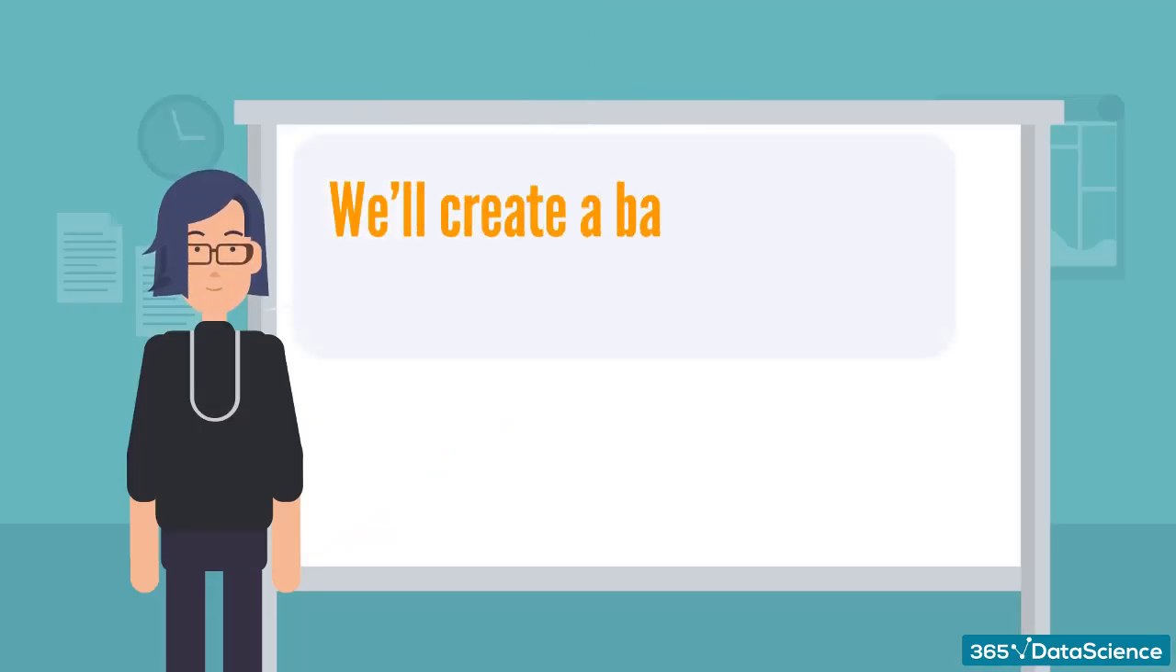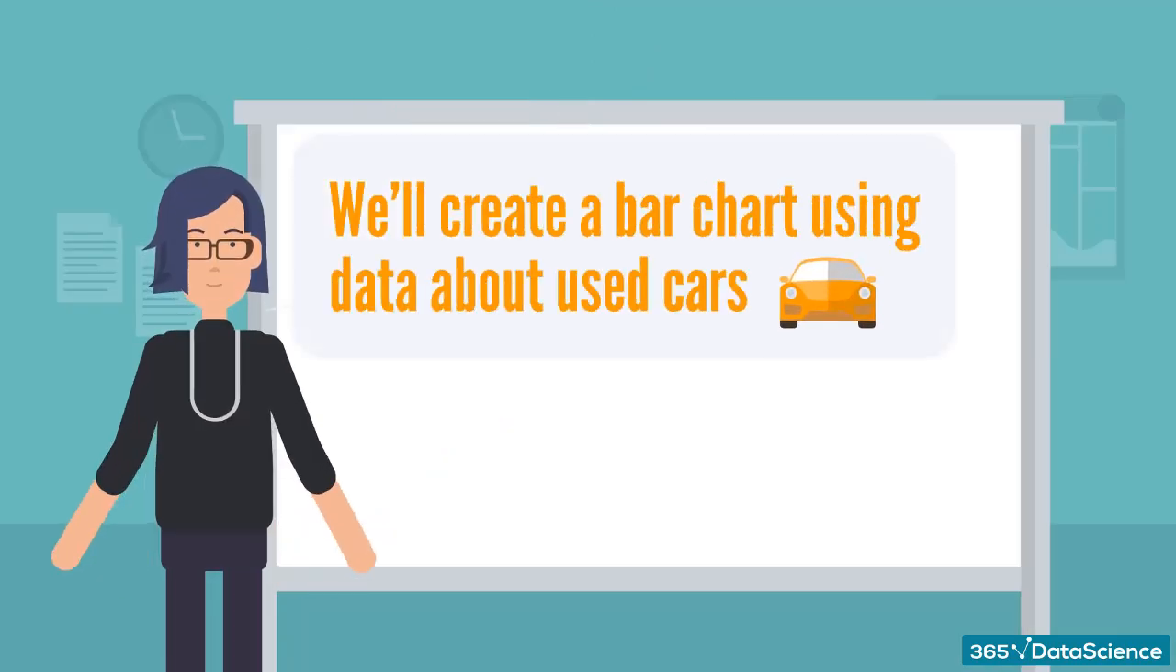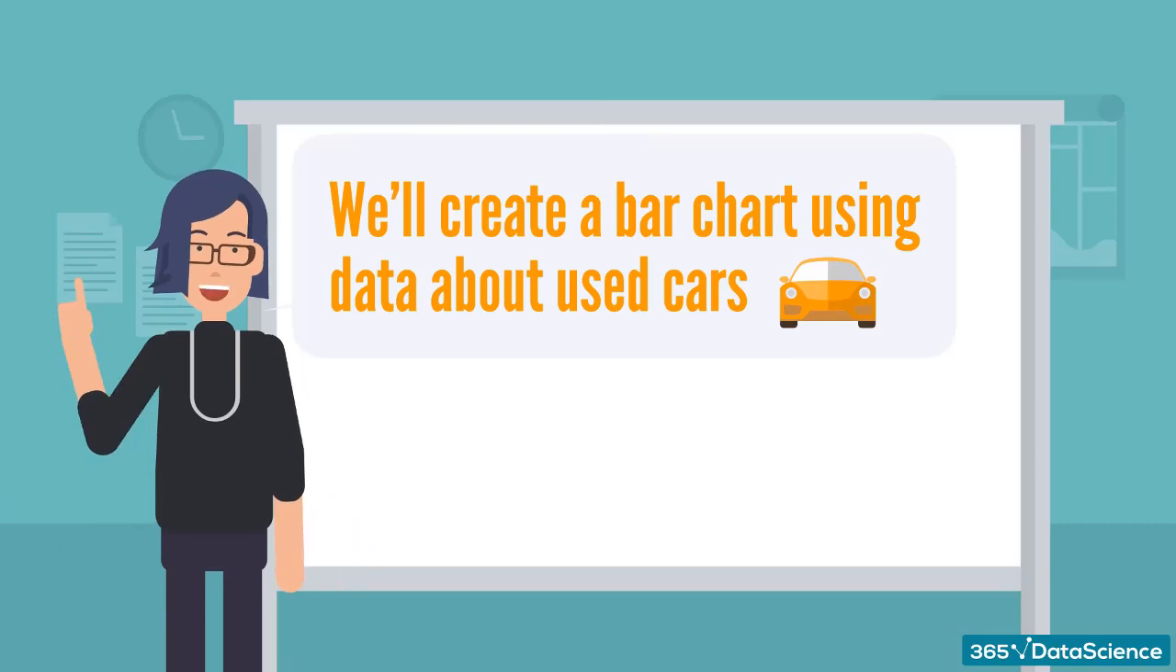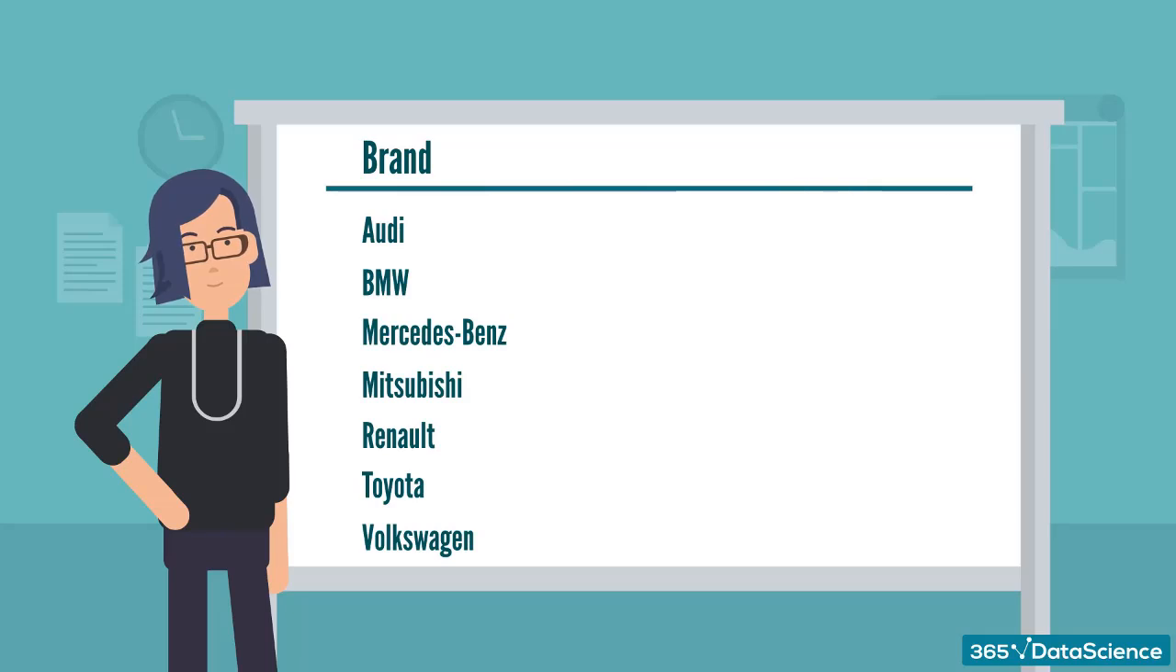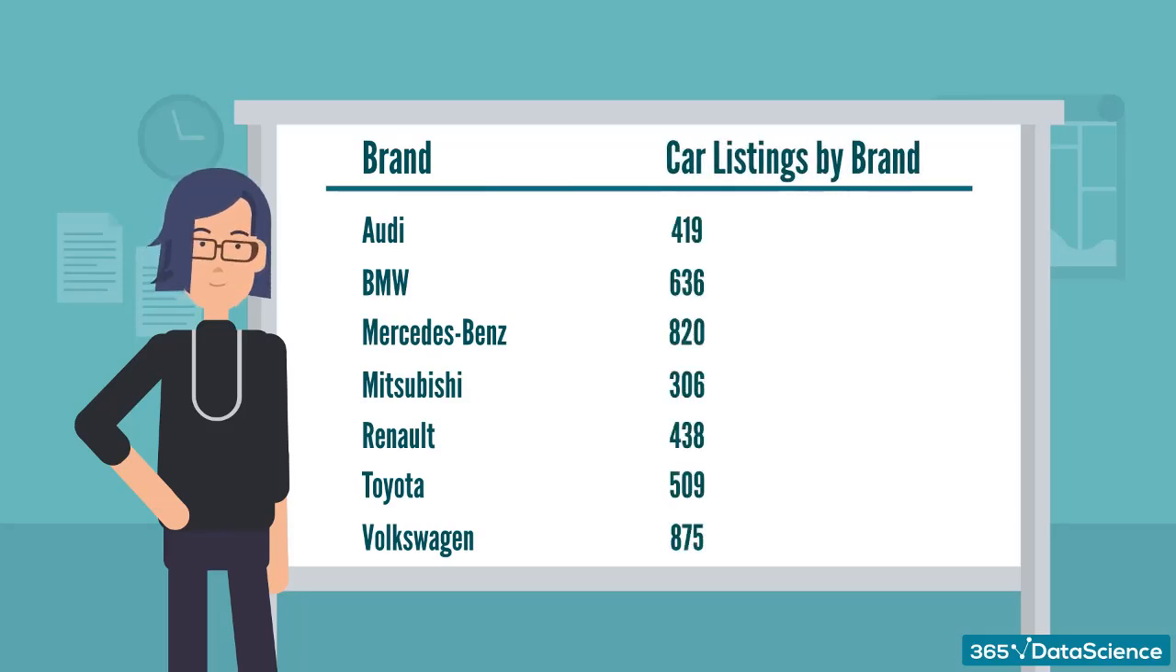We'll create a bar chart using data about used cars. We have a data set containing two columns. The first represents the car brand, while the second, the number of car advertisements of that brand. This data set is rather simplistic, but extremely fitting for an introduction into charts.